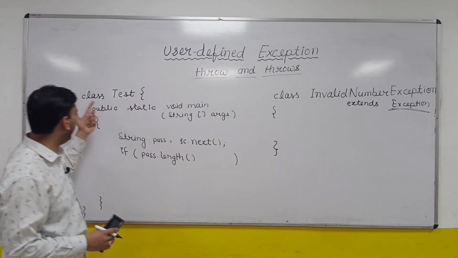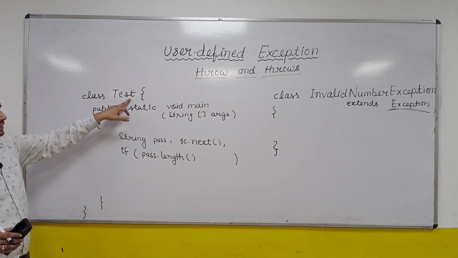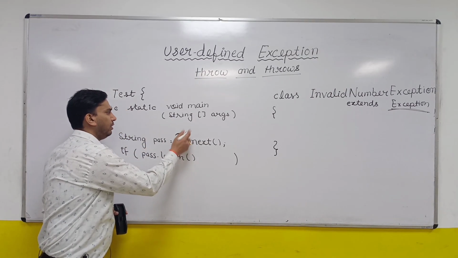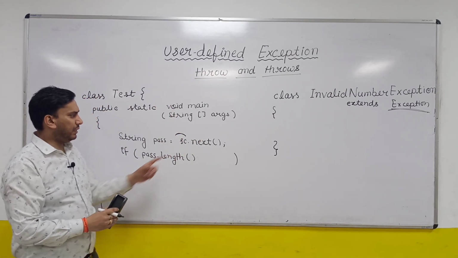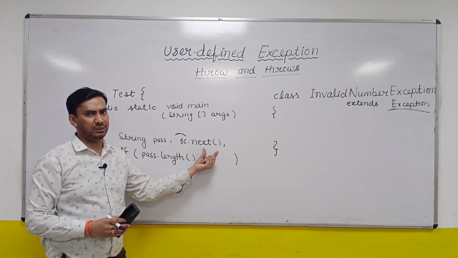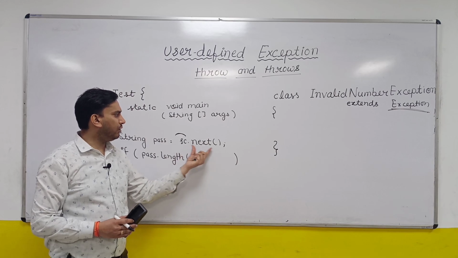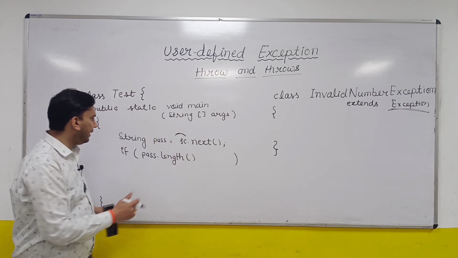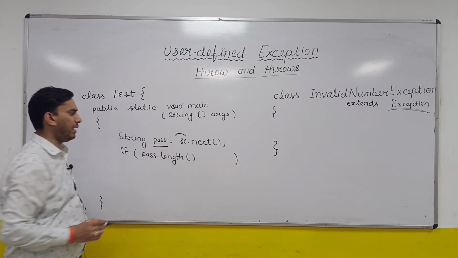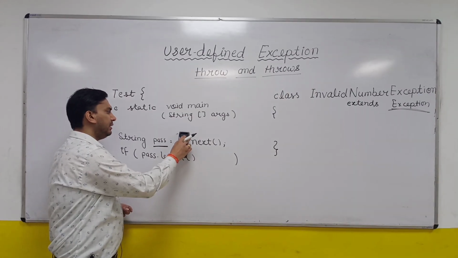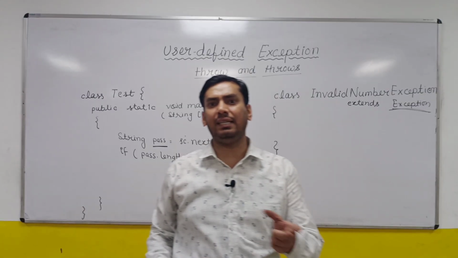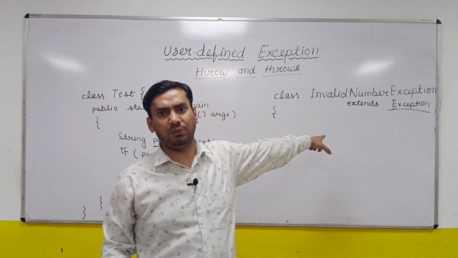So let us come to this main program. Here I have created a class Test, and let's say a Scanner object SC is created, although I have not written the code here, but the Scanner object SC is there, through which I am reading the password from the user at runtime. The SC.next will read some password, and I am storing it into the pass variable here, a String type variable. So what I want to write here is a code so that if the password length is less than 8, then the exception should be thrown.